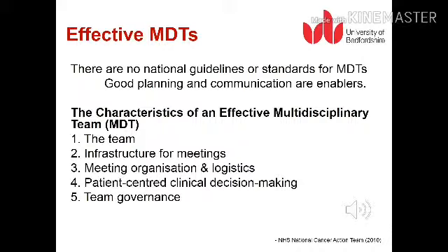Well, the National Cancer Action Team identified five main characteristics, and these are the team, the infrastructure for meetings, meeting organization and logistics, a patient centered clinical decision making approach, and team governance. So I'm just going to go through each of those individually across the next 5 slides, beginning with the team.